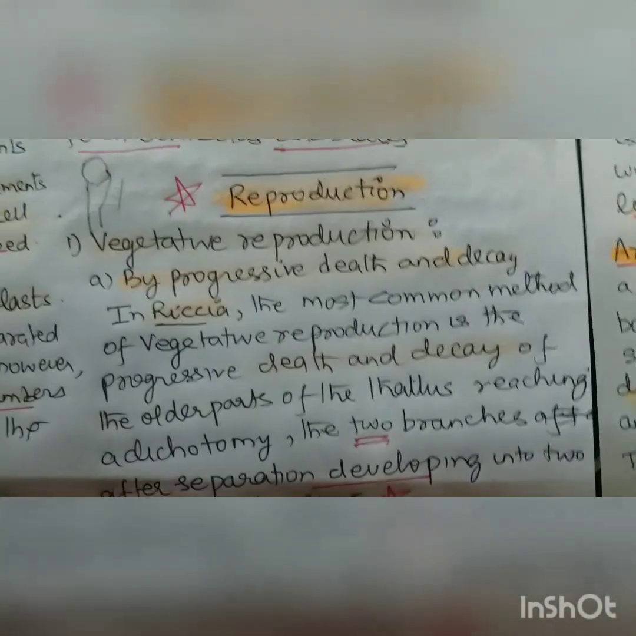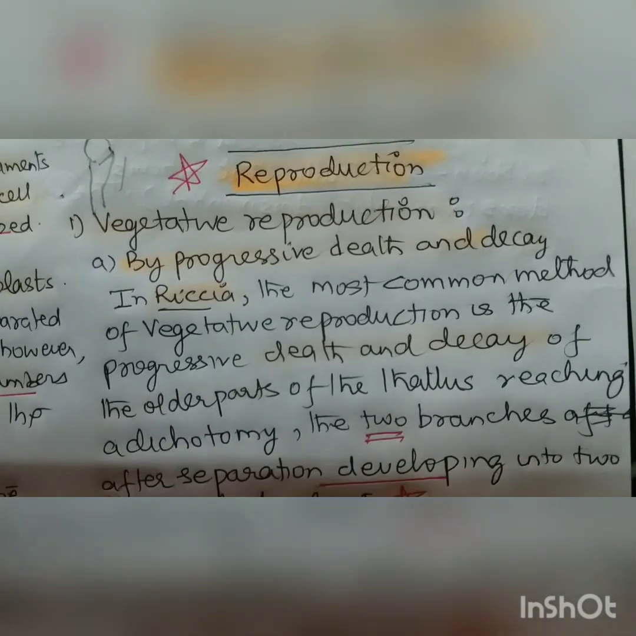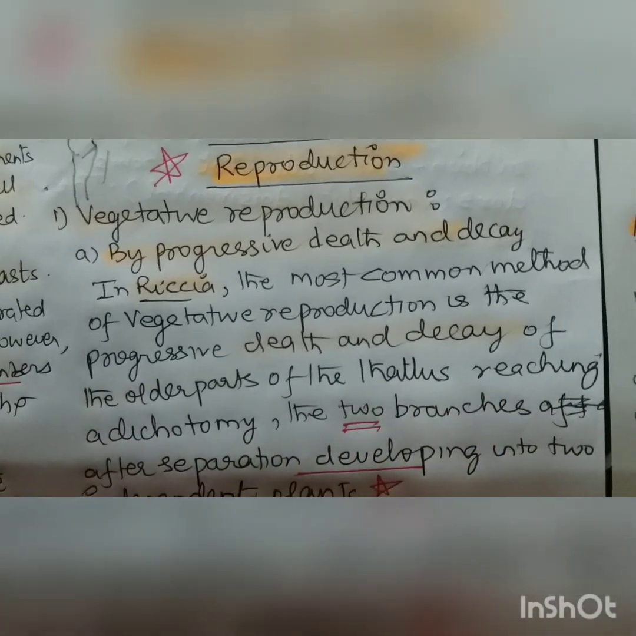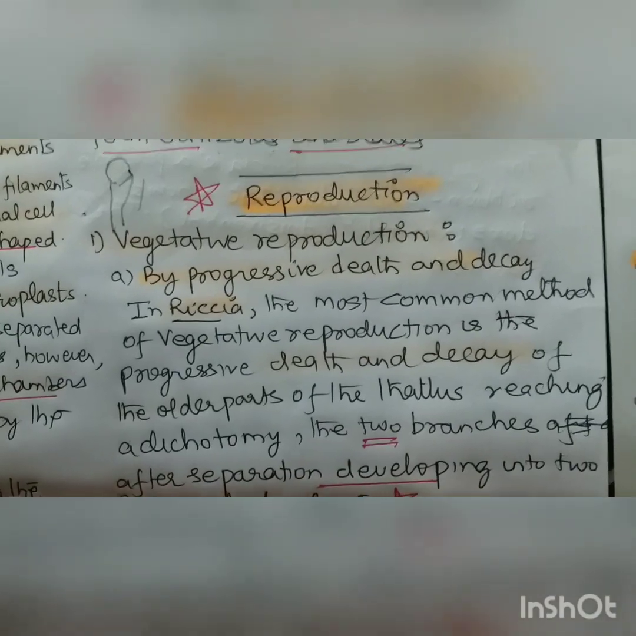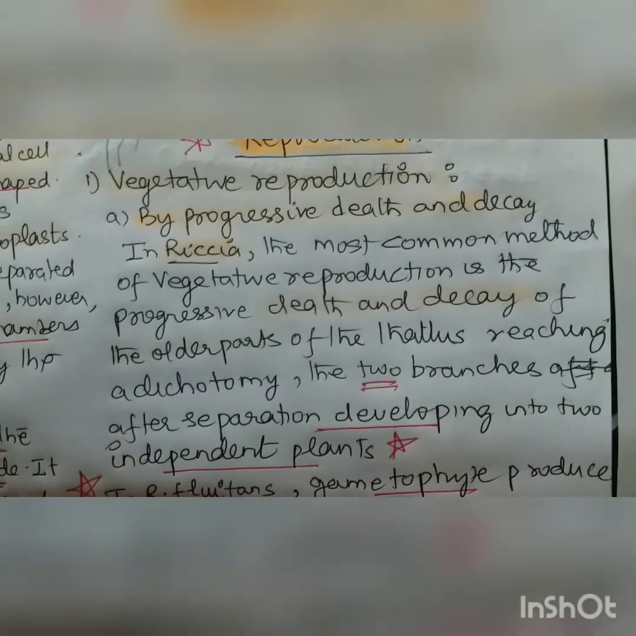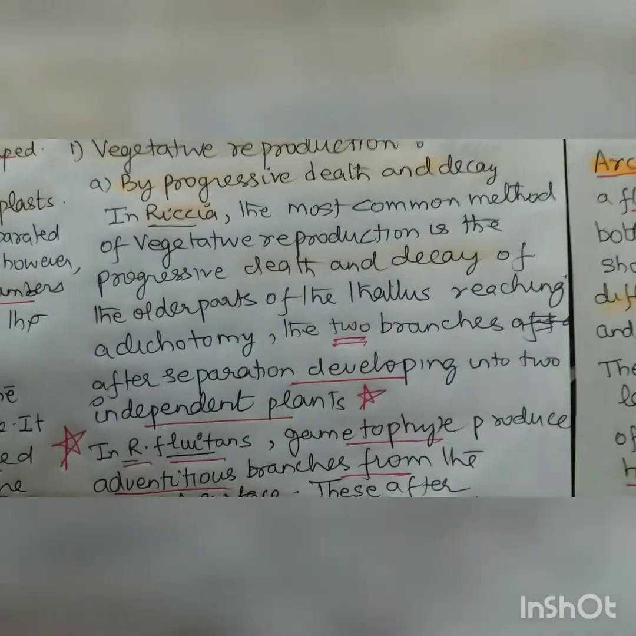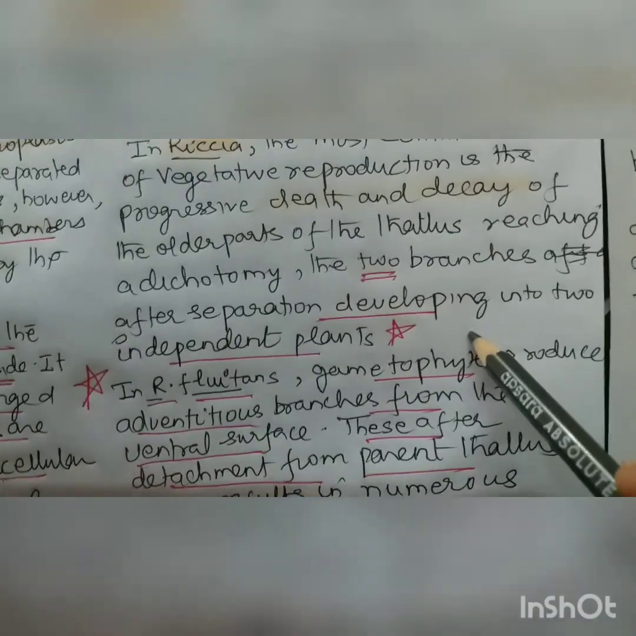So now we are coming to the reproduction. First is the vegetative reproduction. It is by progressive death and decay. In Riccia the most common method of vegetative reproduction is the progressive death and decay of older parts of the thallus, reaching a dichotomy. The two branches after separation develop into two independent plants.